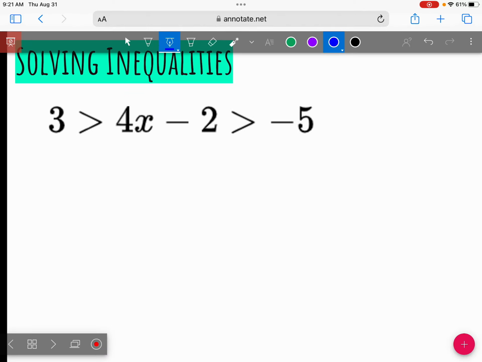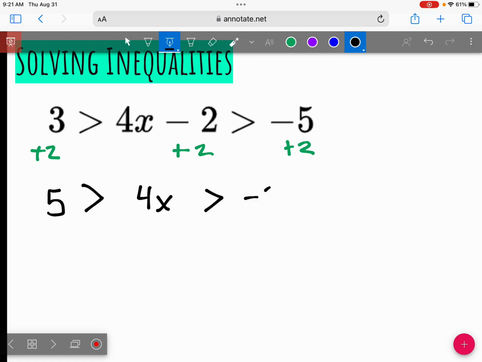Okay. So we have 3 is greater than 4x minus 2 is greater than negative 5. We're aiming to get x by itself in the middle. Add 2. So I'm going to add 2 here, I need to add 2 here and over here. So we're going to have 5 greater than 4x greater than negative 3.